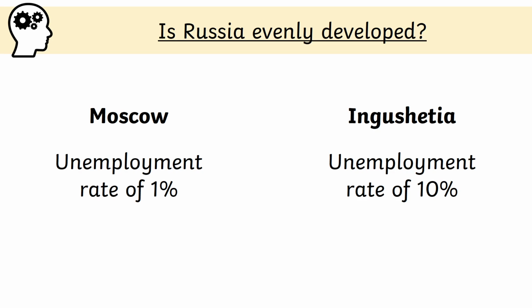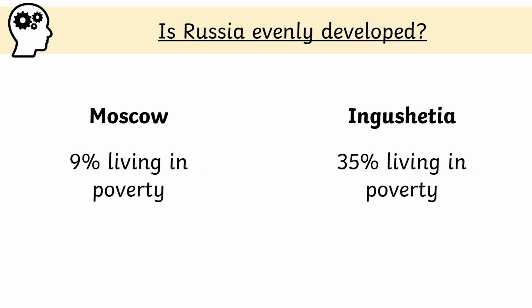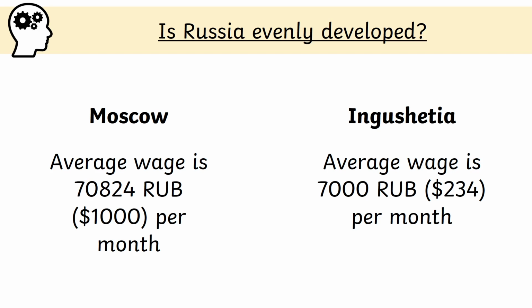Many people who work in Ingushetia work in farming. However, in Moscow, the unemployment rate is only 1%, meaning that 1 out of 100 people does not have a job in Moscow. The number of people living in poverty, which means being extremely poor, in Ingushetia was reported as 35% in 2015, compared to only 9% of those living in Moscow. The average wage in Ingushetia is 7,000 rubles per month, which is around about $234. However, in Moscow it is 70,000 rubles, about $1,000 per month.